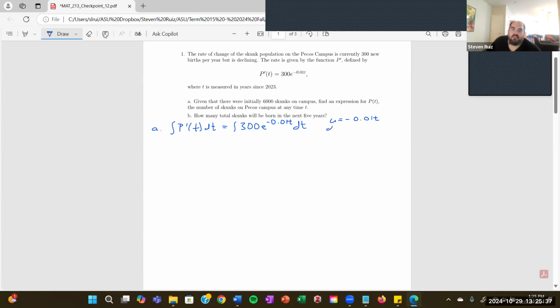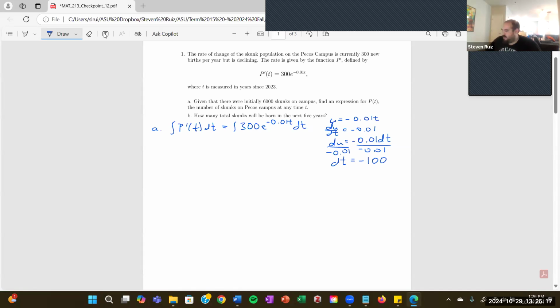So let's do this first. I'm going to take a derivative of u with respect to t. So du dt is equal to negative 0.01, which means that du is equal to negative 0.01 dt. And I'll go one more step here. If I divide both sides by negative 0.01, then what does that give me? That should give me that dt equals, what is 1 divided by negative 0.01? That should be negative 100.